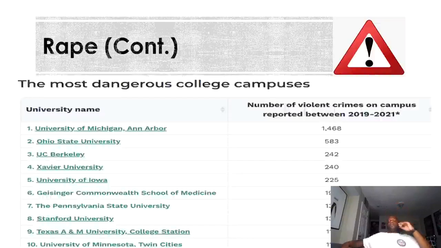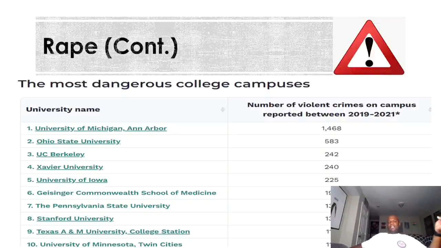So I want to show you some of the most dangerous campuses. As you see, this is data taken from 2019 to 2021. It'll probably take a few years for them to do 2022 to 2024, maybe 25. It depends. But look at the University of Michigan in Ann Arbor.